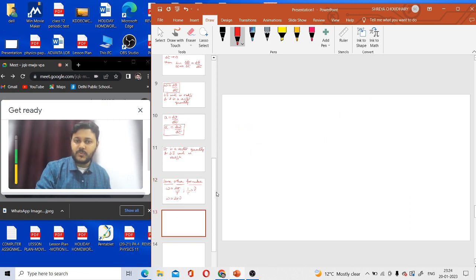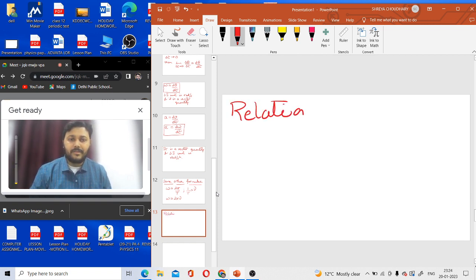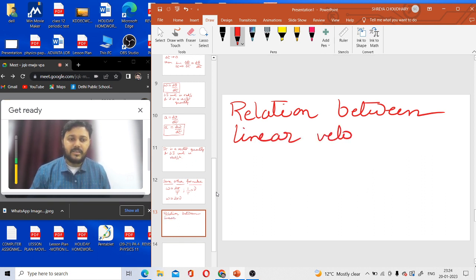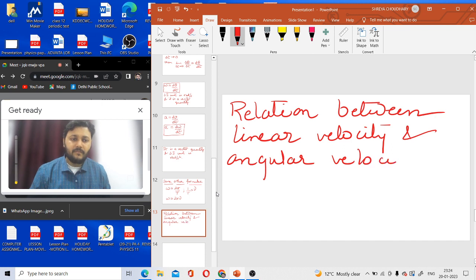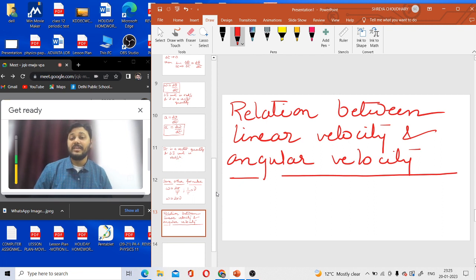Let's move on to the next one. Relation between linear velocity and angular velocity. We need to find the relation between linear velocity, denoted by v, and angular velocity, denoted by omega. So we need to find a relation between v and omega.